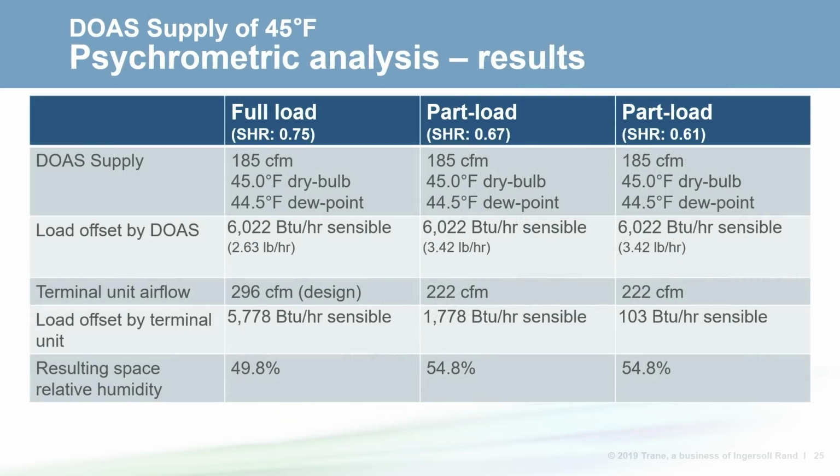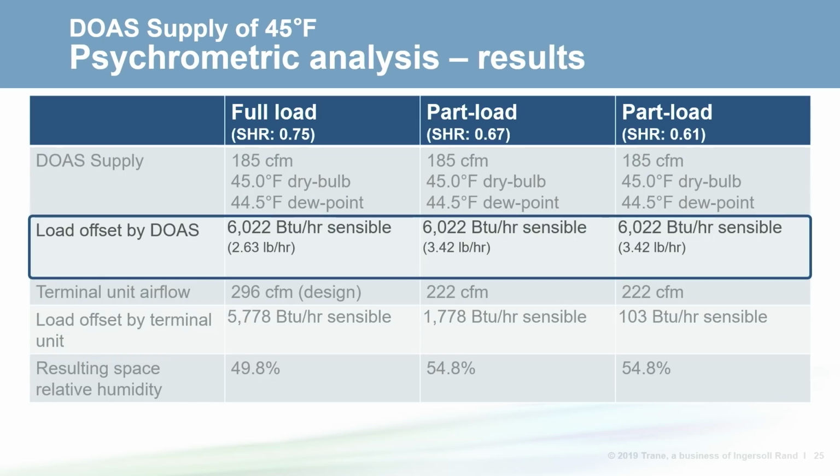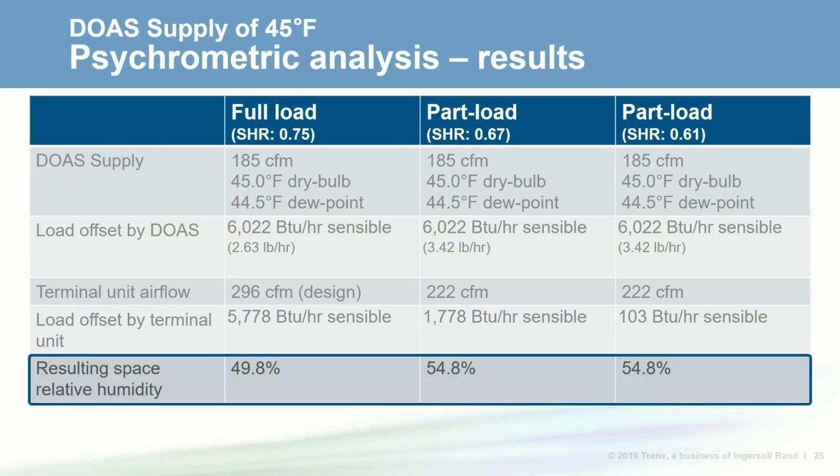Here's an updated version of the table I showed you earlier, this time with values based upon a supply of 45 degree outdoor air. The dedicated outdoor air system offsets more sensible and latent load with a colder supply air temperature. As a result, the terminal doesn't need as much capacity or airflow to offset the remaining space loads. Finally, because the cold, dry outdoor air takes care of the latent load, space relative humidity doesn't deviate from the desired condition as much. Let's compare the 55 and 45 degree options.